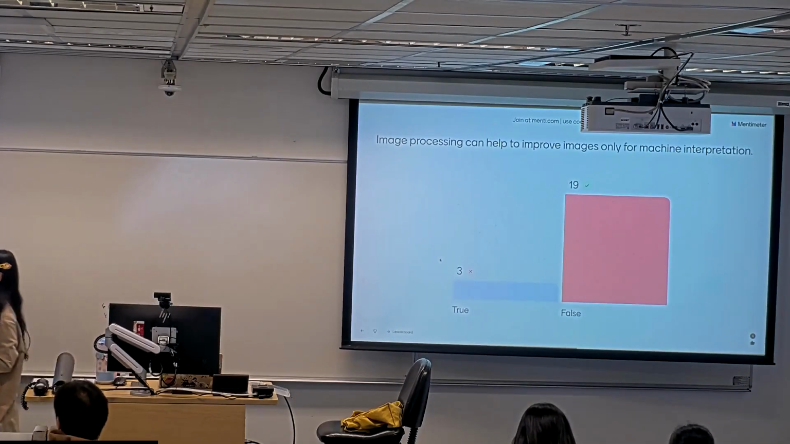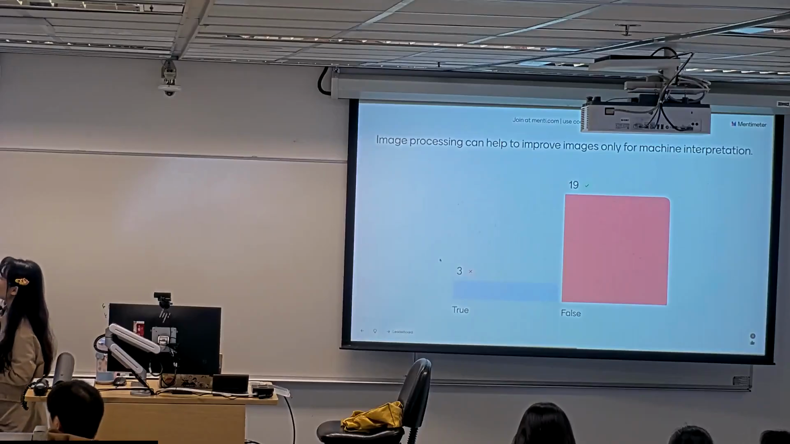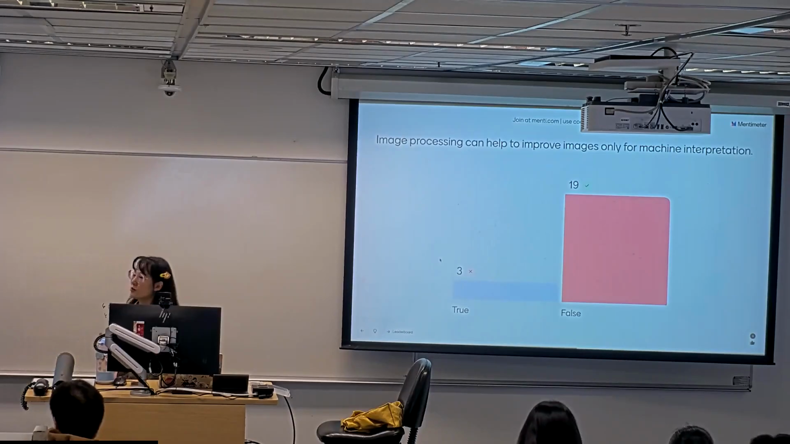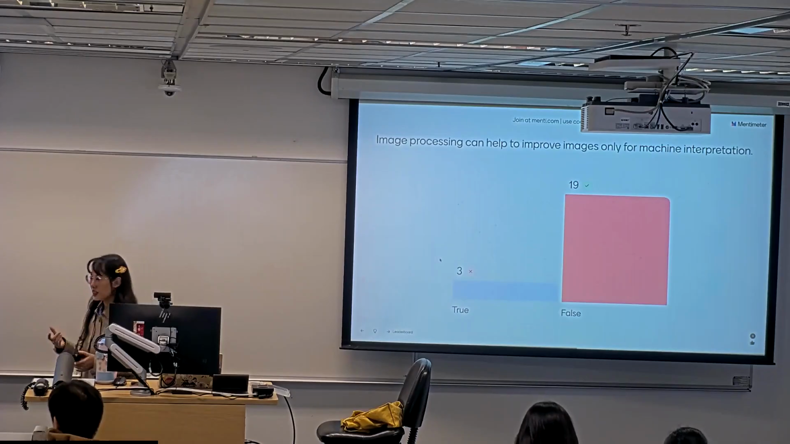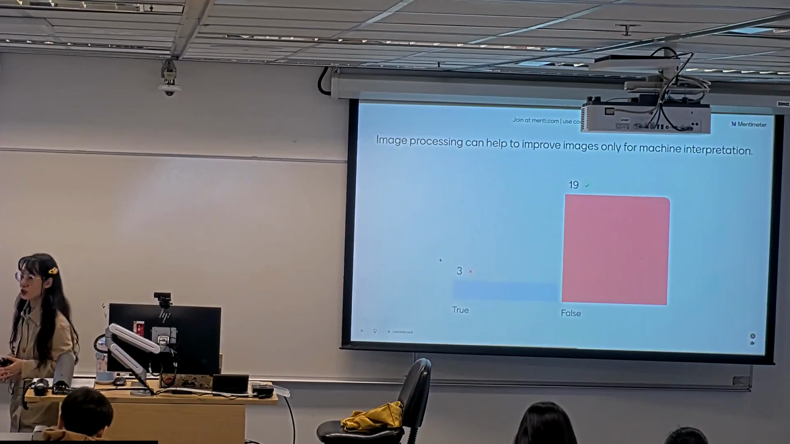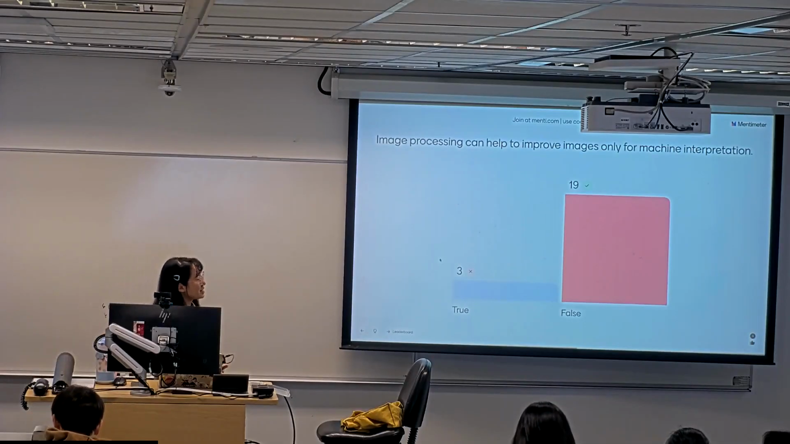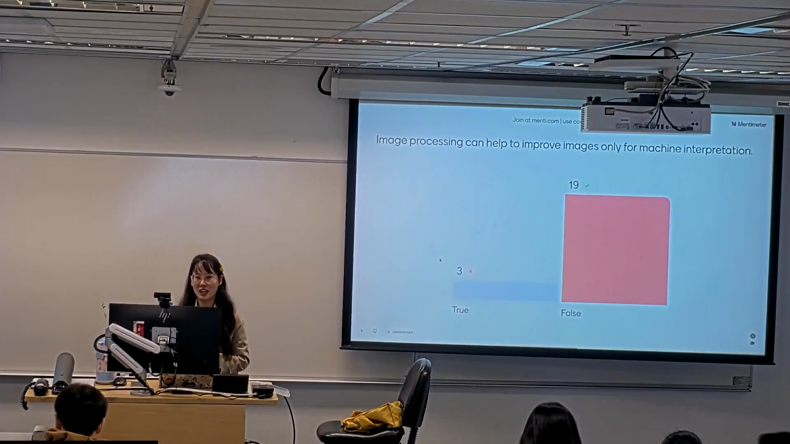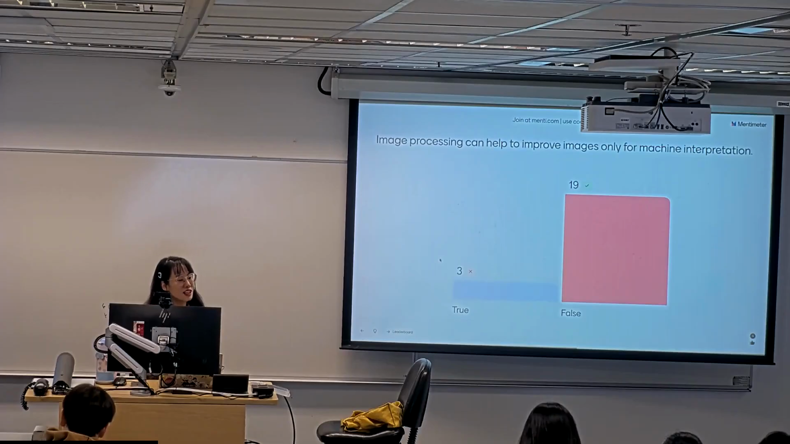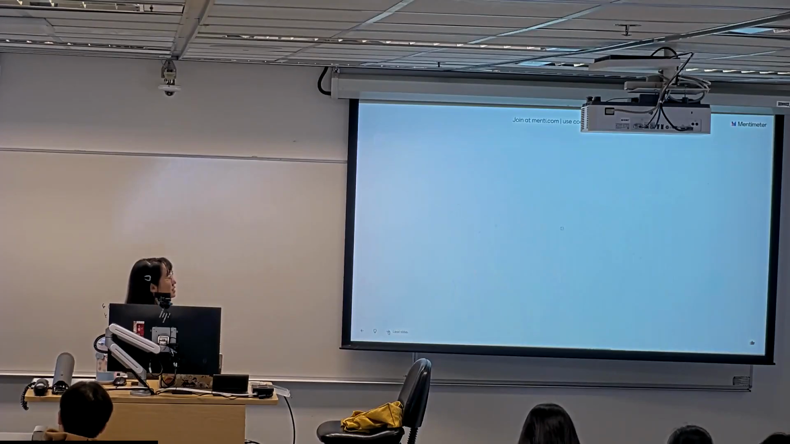Okay, good. The majority can get it correct. This is false. Image processing is not only for machine interpretation. A big usage of image processing actually is for human interpretation. Right? So basically, when we edit and process the images, one of the very important goals is that humans can see the images clearly and also can interpret the image information. So it's not only for machine interpretation. It's also for human interpretation. So that's why this is false.